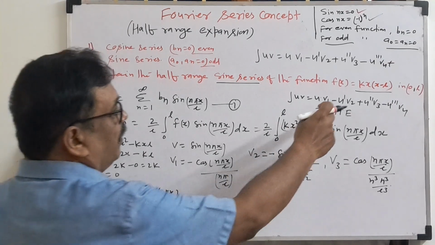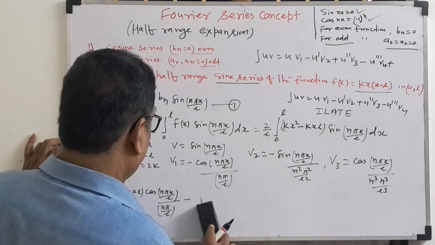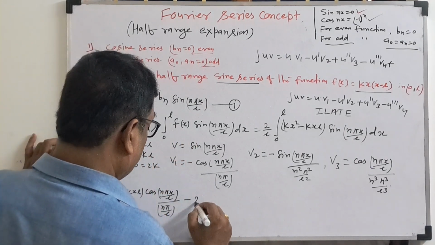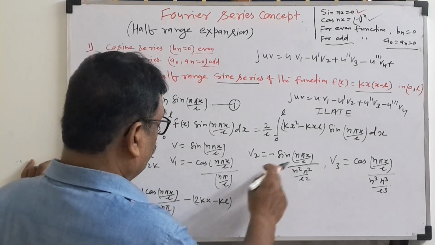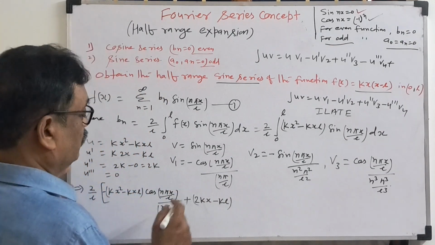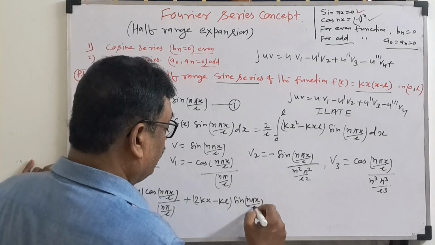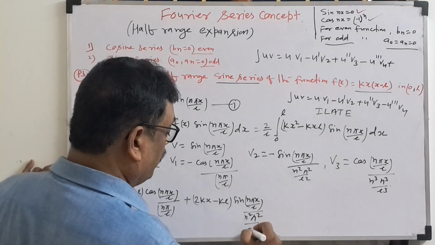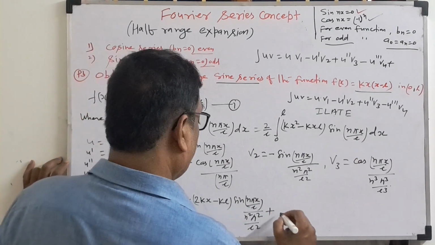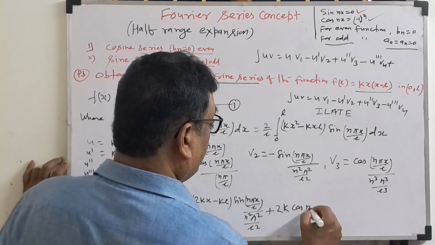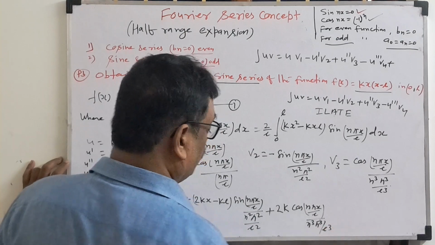Formula: minus u dash, what is 2kx, right, like this. So write 2kx minus kl. Minus formula. V2 also minus, so this will get plus. What is V2? Sine n pi x by L divided by n square pi square by L square. Formula plus. Here also plus. So same 2k cos n pi x by L divided by n cube pi cube by L cube.